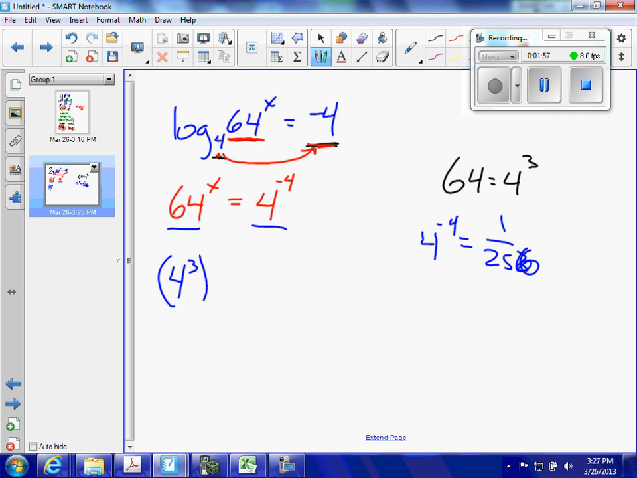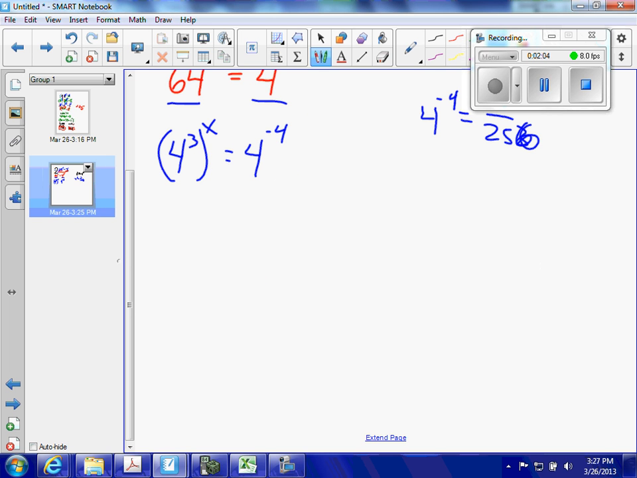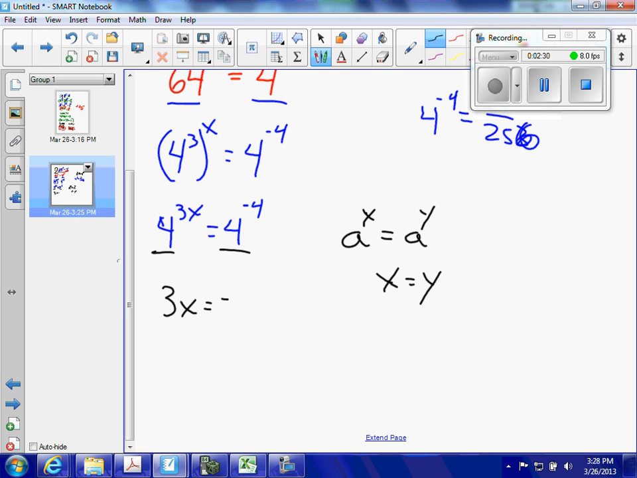So I have 4 cubed to the x power is equal to 4 to the negative 4th. Well, now I'm getting somewhere. I have 4 to the 3x is equal to 4 to the negative 4th. I have the same base, 4. So just like if a to the x is equal to a to the y, I know that x is equal to y. I now know that 3x is equal to negative 4, so x is equal to negative 4/3.